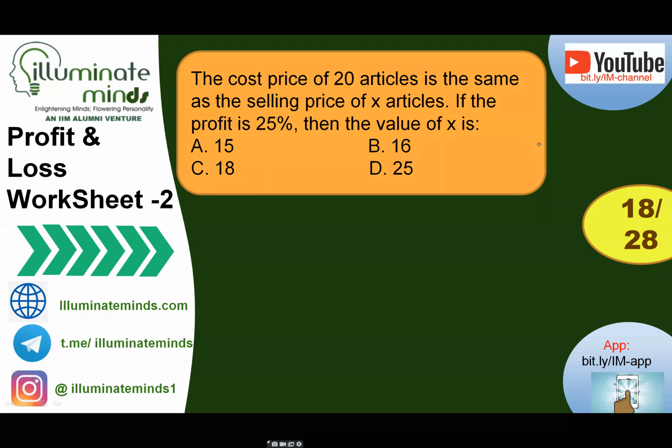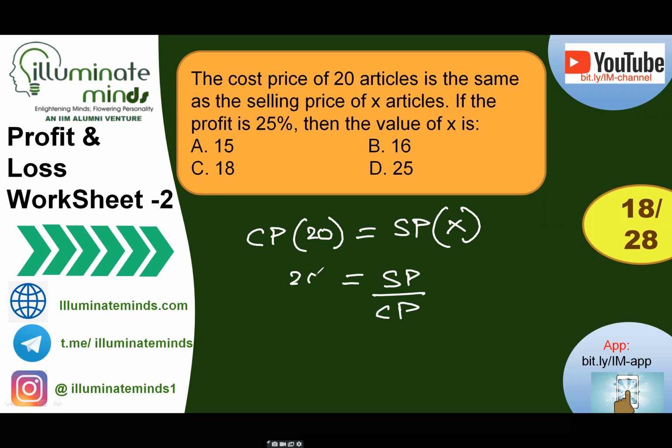The cost price of 20 articles is the same as the selling price of X articles. Let's take the cost price of each article as CP. So CP into 20 is equal to the selling price of each article, SP, into the number of articles, X. So SP by CP will be equal to 20 by X.